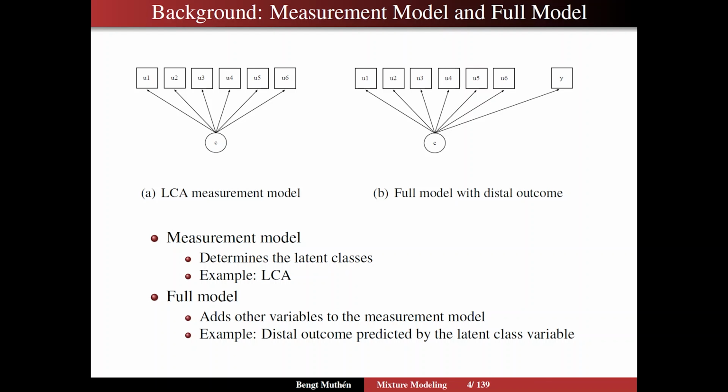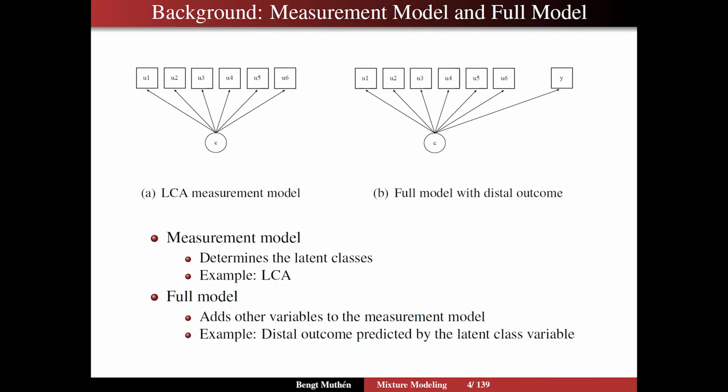Turning to slide 4, I want to give a background for multi-step modeling and introduce the concepts of the measurement model versus the full model. So top left here we have 6 latent class indicators of a latent class variable C, and that is our measurement instrument, those 6 indicators. In our analysis here with simulated data, they're going to be binary.